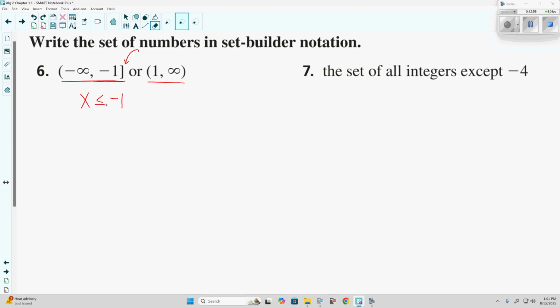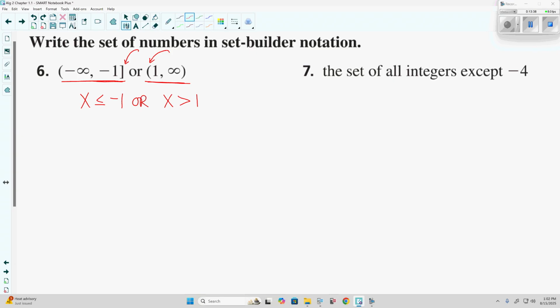Now we still have our or statement, or 1 to infinity. What would this one be here? X is what? Greater than 1, because we're talking about all the numbers from 1 to infinity, all the numbers that are bigger than 1. Now, can we say that it is equal to 1? No, because the symbol next to our 1 is a parenthesis. Parentheses means it's not going to be equal to 1. It's just going to be greater than.